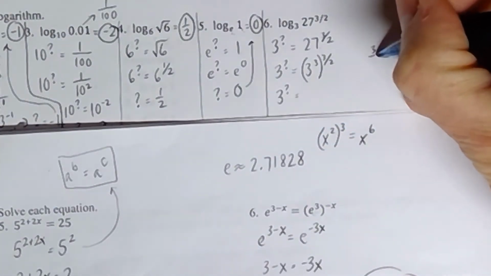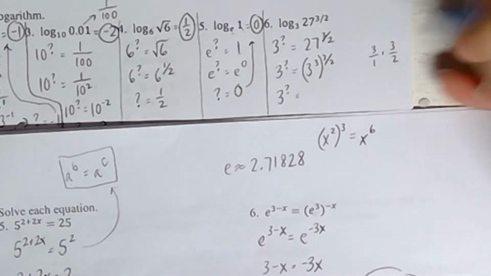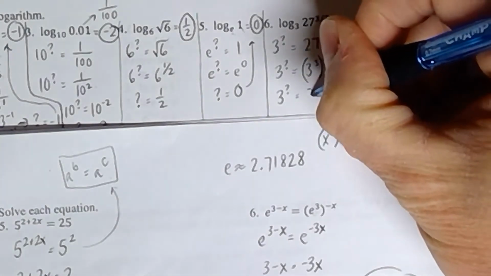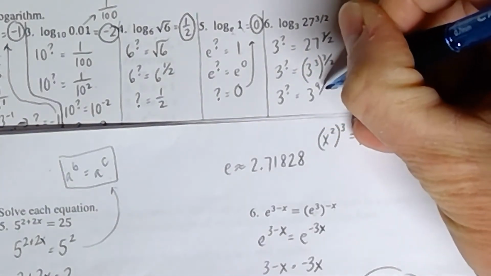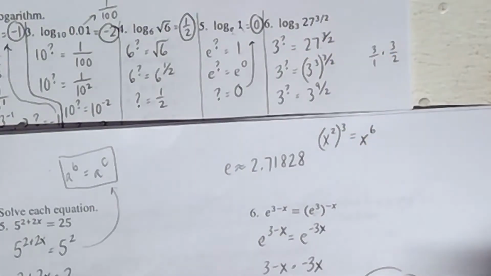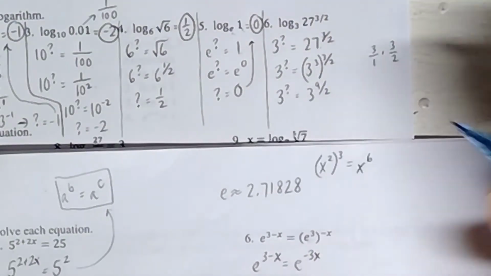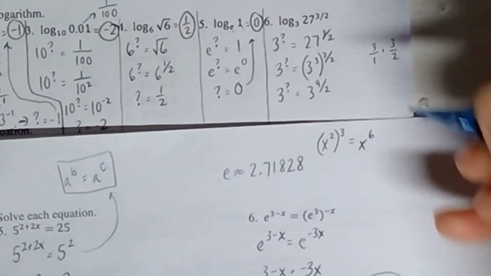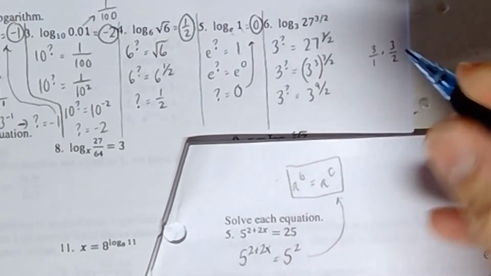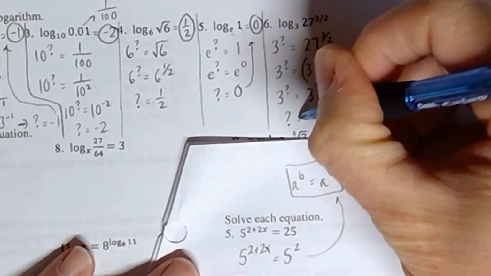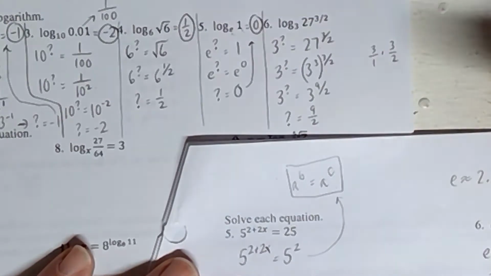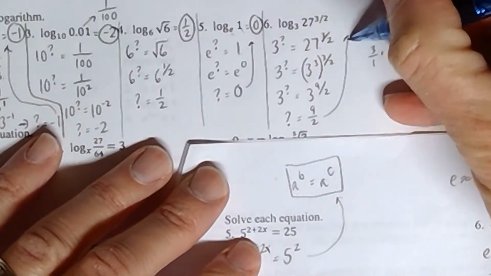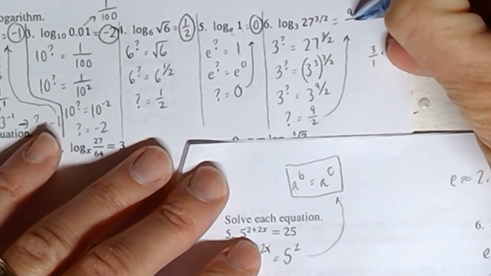3 times 3 halves is what? 3 times 3 halves is 9 halves, isn't it? 9 halves. And so we get 3 to the 9 halves power is equal to 3 to the question mark power. So now, again, it looks just like the ABAC thing again. So now we can get rid of the 3's, and then it's clear what the exponent's equal to. It's equal to 9 halves. It's clear because the question mark is now by itself.